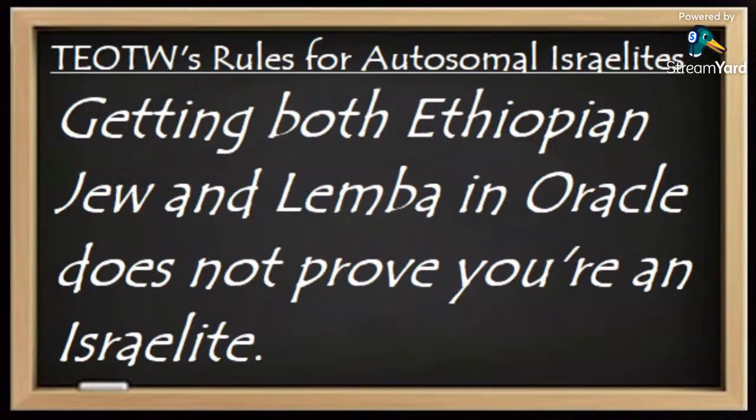Why do I say this? Because according to Teotw Ministries, there's an Edomite in the Yap gang. And that particular quote-unquote Edomite has apparently gotten both Lemba hits and Ethiopian Jewish hits in Oracle, right? Now, if that is the rule, then let's be clear, let's be honest, the Teotw twins have pretty much undermined and dismantled the very argument from their side, which was so celebrated.